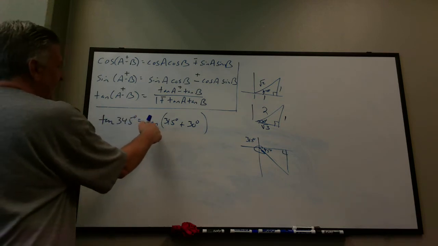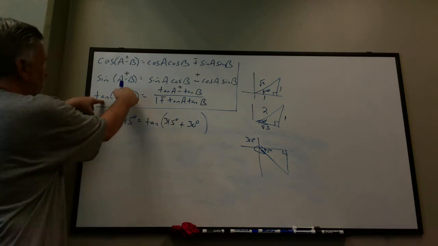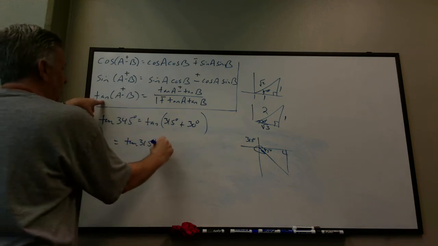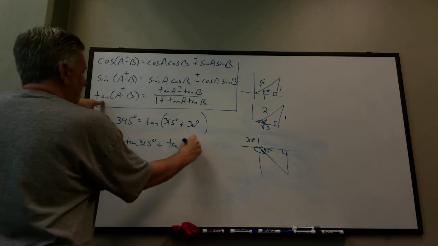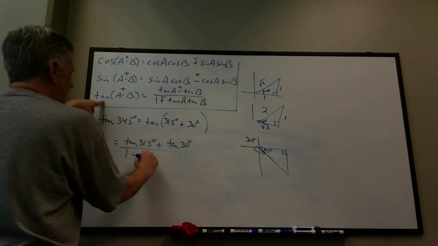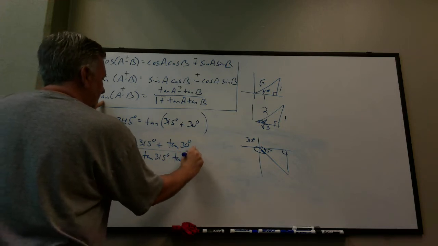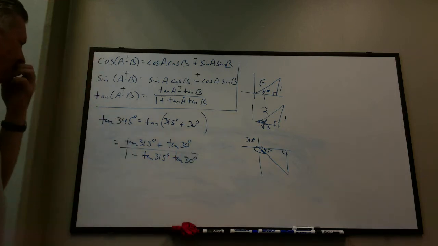So now I have tan of A plus B. I'm using the tan of A plus B formula. That's tangent of A plus tangent of B over 1 minus tangent of A tangent of B.